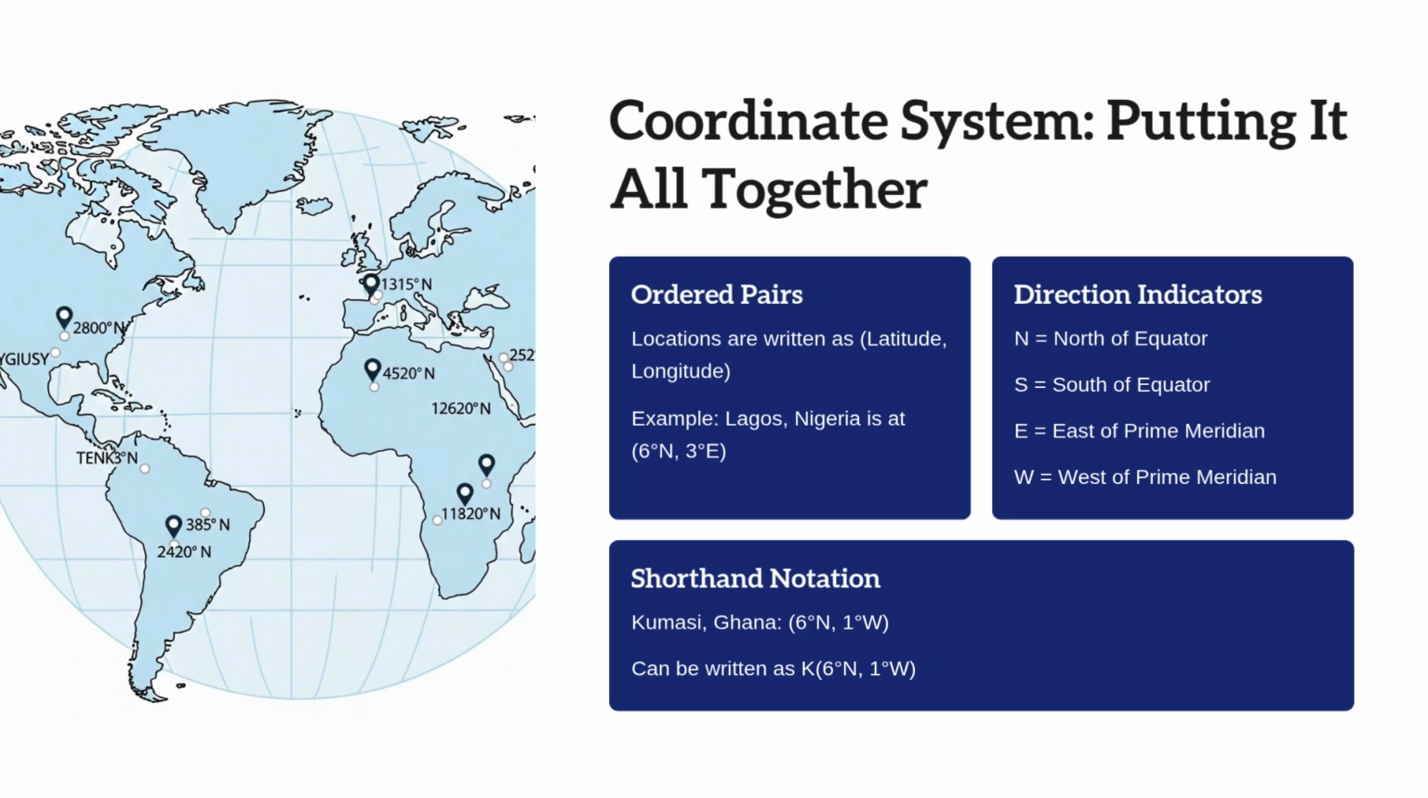Shorthand notation. Sometimes locations are written in a shortened form using a letter to represent the city. Example: Kumasi, Ghana is at 6 degrees north, 1 degree west. This can be written in shorthand as K, 6 degrees north, 1 degree west.